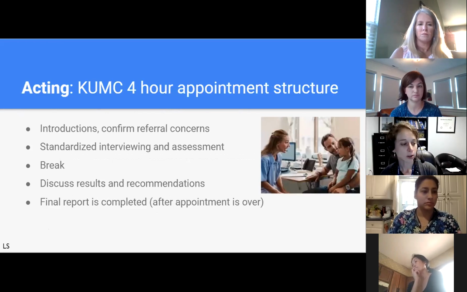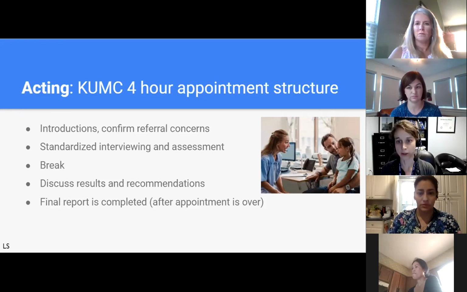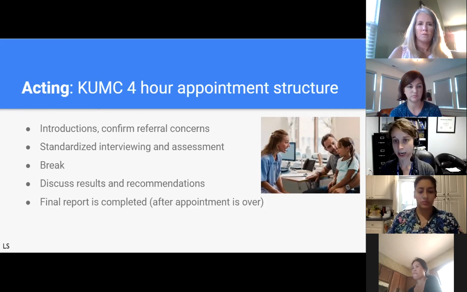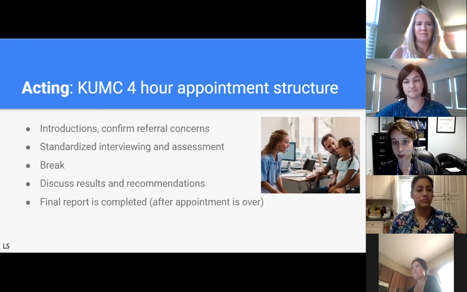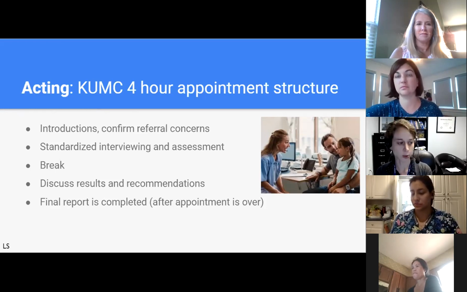So what does a typical appointment breakdown look like? We start with introductions and confirm that we're all on the same page about the reason for referral, to make sure whether it is an evaluation for autism or not, so we're following up on the right thing. Then we'll do some standardized interviewing and assessment. This is when we'll do parent interviewing, IQ testing, and the ADOS. Then we usually give families a break, because we know kids can't sit through a 4-hour appointment, and also we need a break so we can actually score the assessments we gave. So we give families a break for about 30 minutes to an hour.